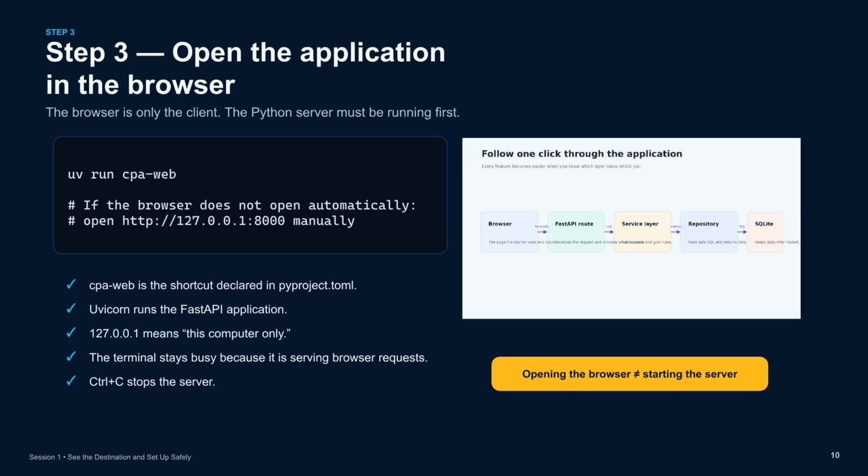Step 3 is opening your app. Run UV Run CPA-web to start the server. Remember, the browser is just a client. The real work happens in the terminal, which must stay open to serve your requests. If the browser doesn't launch, you can manually navigate to the local address provided.